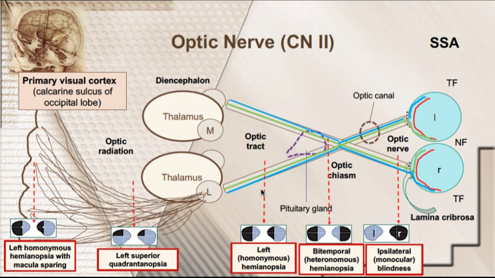The optic tract pathology leads to loss of half of the contralateral visual field in both eyes. It is called homonymous hemianopsia. Damage of the proximal part of the optic radiation by tumor or stroke leads to loss of the upper quarter of the opposite visual field of both eyes. It is called left superior quadrantopsia.